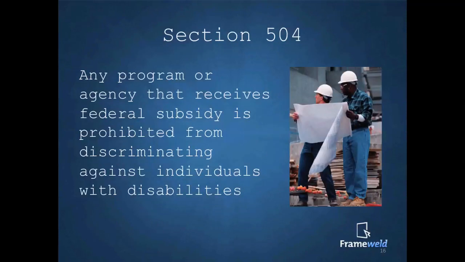Section 504 applies to any agency or program that receives federal funding, and under this law, they cannot discriminate against individuals with disabilities, so there must be equal access to any program or activity that receives federal subsidy. Web-based communications for educational institutions and government agencies are covered by this law as well.